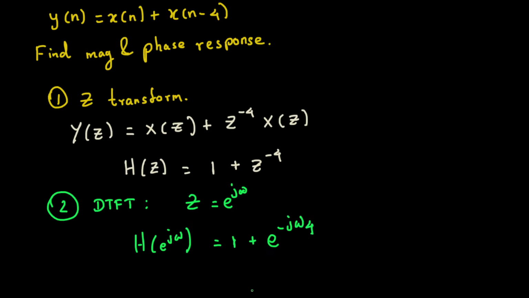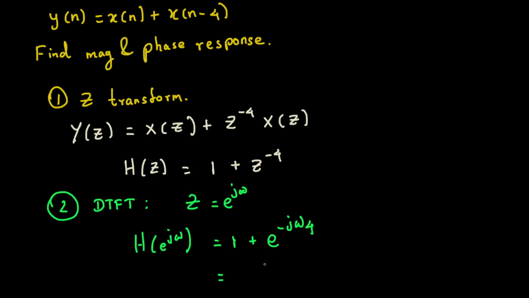Now the next part is the most important part. We have to simplify in such a way that we can draw the magnitude and phase diagram. Here we have e power minus j omega 4, and here we have 1. You have to know that if you multiply e power minus 2 j omega and e power 2 j omega, that becomes 1, because minus 2 j omega plus 2 j omega becomes 0, the power becomes 0, so e power 0 is 1.